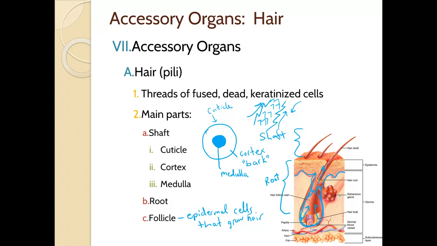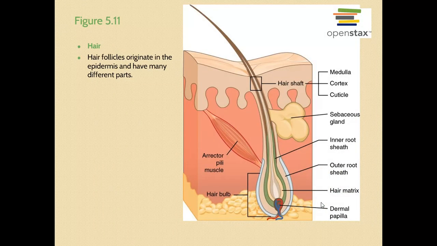And of course, there's melanocytes down in here, and those melanocytes produce the pigment that comes out in your hair. So if you have any sort of hair pigment, it's coming from the melanocytes in the follicle. When those melanocytes die or stop working, that's when your hair turns white or gray.